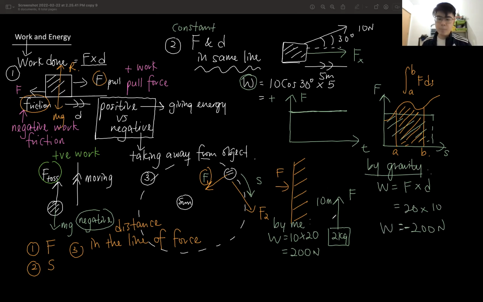Why do we have a negative? Because the force is opposite to the distance moved. This is the gravitational force. That's why you have a negative. So if the question asks you that, your answer is minus 200. Work done by me, 200 positive.